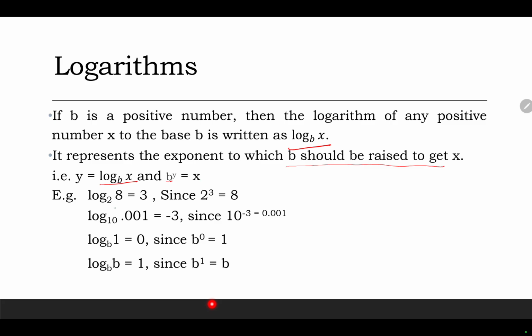For example, you can see log base 2 of 8 is equal to 3. What is the meaning? 2 power 3 is equal to 8. Then next, log 10 of 0.001 is equal to minus 3. So that is 10 power minus 3 is equal to 0.001. Then log b of 1 is equal to 0 means b power 0 is equal to 1. Then log b of b is equal to 1 means b power 1 is equal to b. So this is the logarithm.